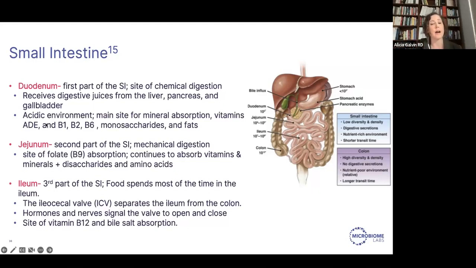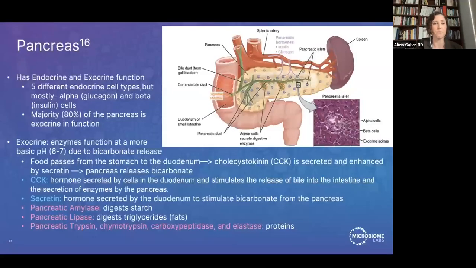But this is also where we have a lot of hormone and nerve signals. And this is also where we have primarily B12 and bile salt absorption in the ileum.